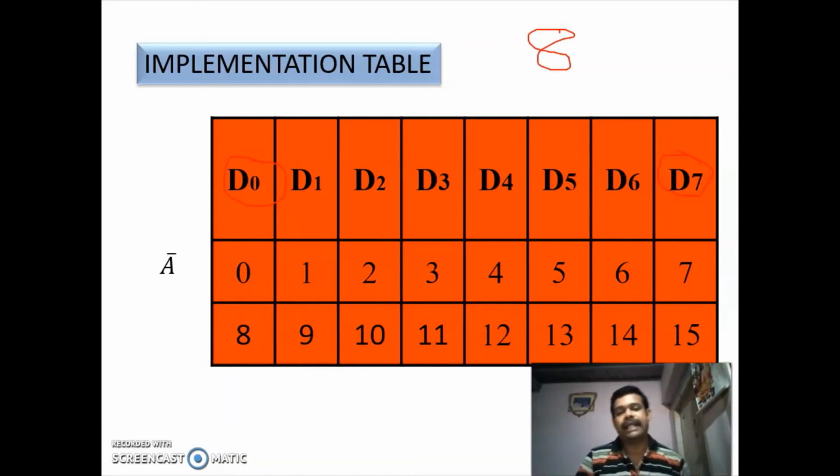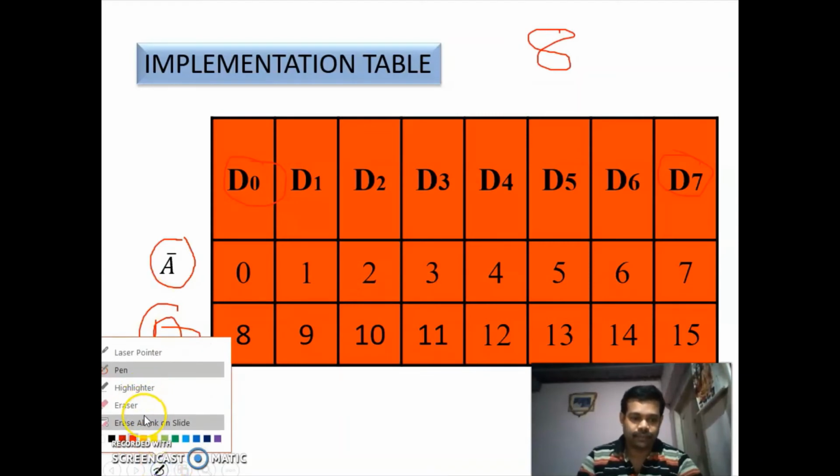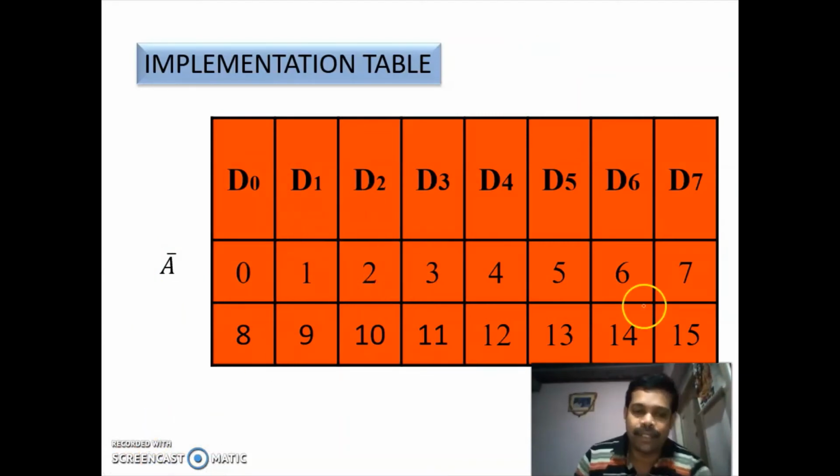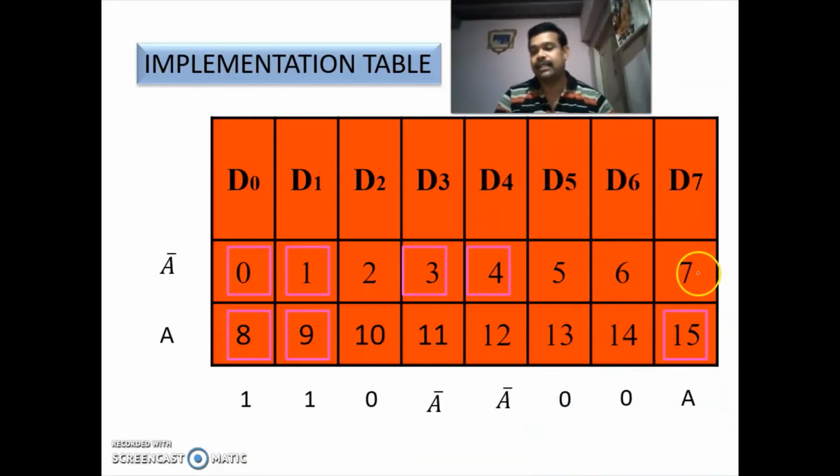So after writing this, this row is A bar and this row is A. The third row is A and the second row is A bar. After that, we have to encircle the numbers which are given in the question, that is 0, 1, 8, 9, 3, 4, 15. These are the numbers given in the question, so we have to encircle them.